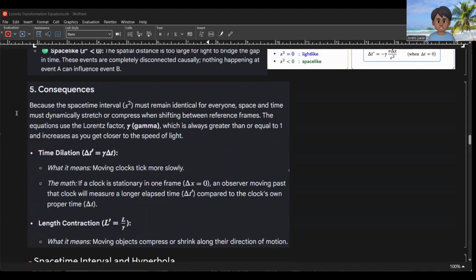So we have the consequences here. Because the spacetime interval squared must remain identical for everyone, space and time must dynamically stretch or compress when shifting between reference frames. So the equations use the Lorentz factor gamma, which is always greater than or equal to 1 and increases as you get closer to the speed of light. So we have the time dilation: delta t prime equals the Lorentz factor times delta t.